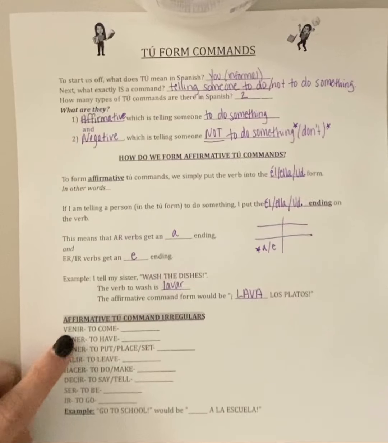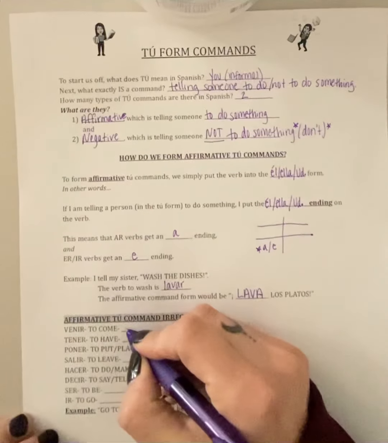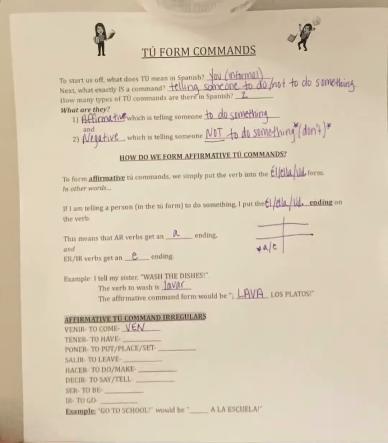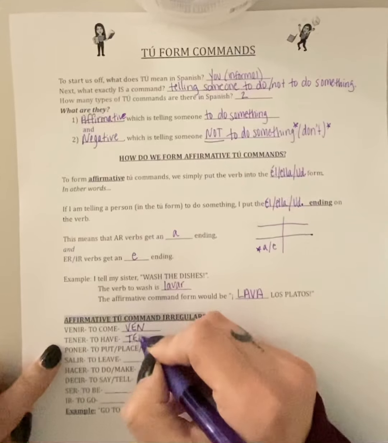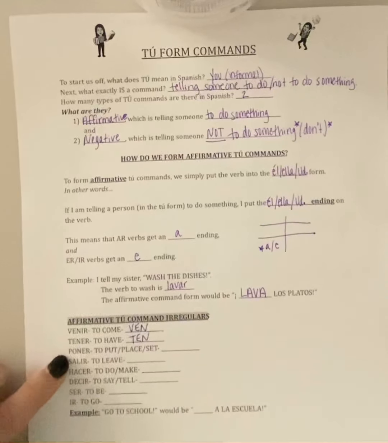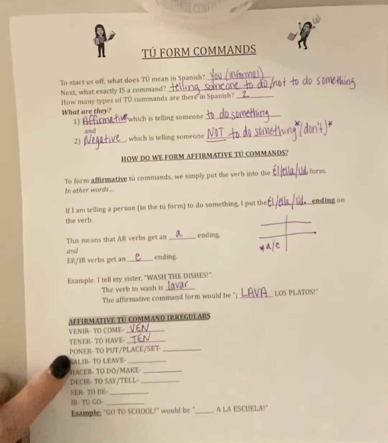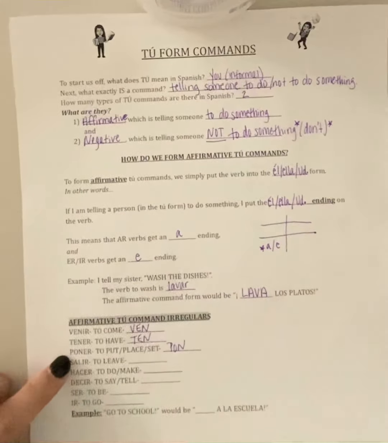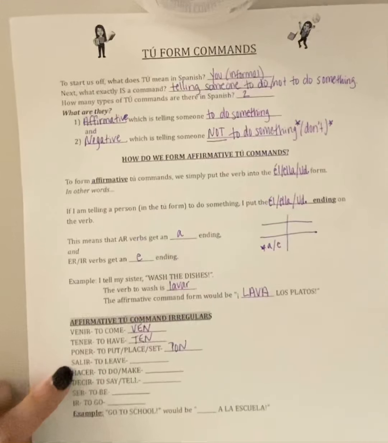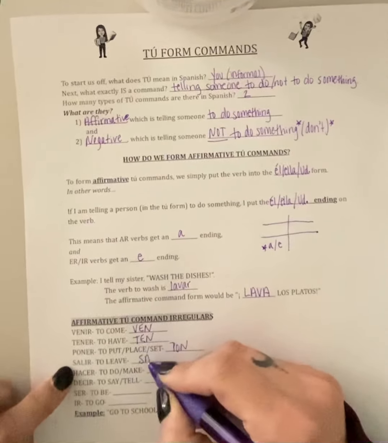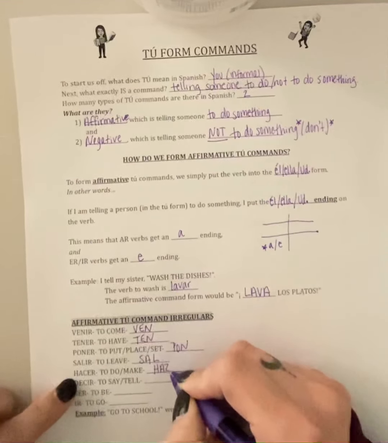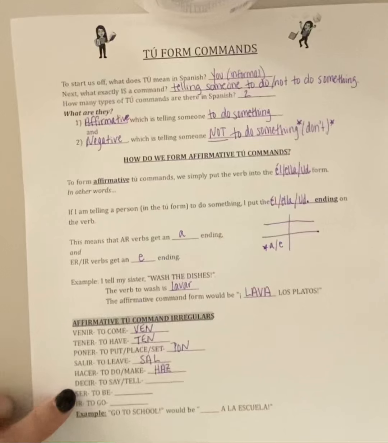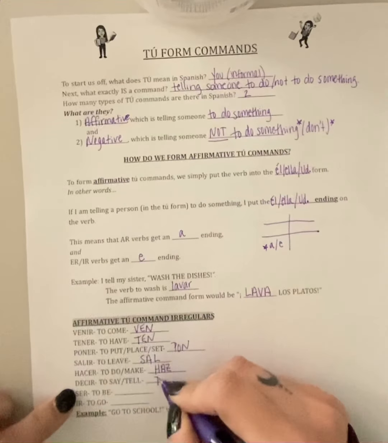The verb venir, to come. The irregular command is ven. Tener, to have. The irregular command is ten. Poner, to put, place, or set. The irregular command is pon. Salir, to leave. The irregular command is sal. Hacer, to do or to make. The irregular command is haz. Decir, to say or tell. The irregular command is di.